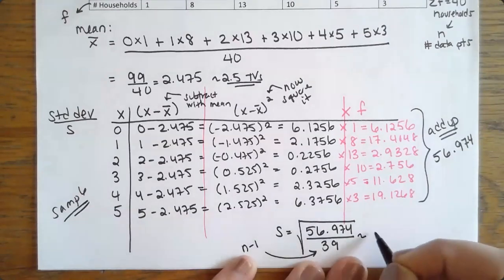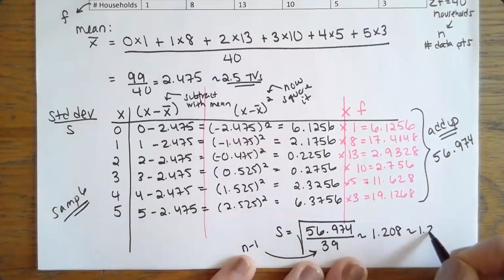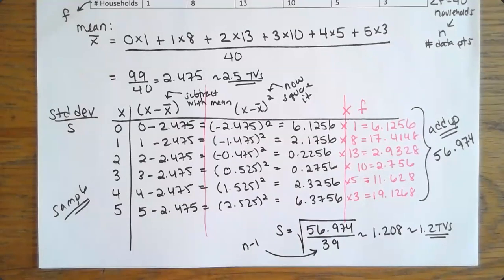You're going to take out your calculator and you get about 1.208. So maybe about 1.2 TVs. Again, don't forget the units are the same for standard deviation. So they look a little bit weird, but 1.2 TVs would be the standard deviation here.